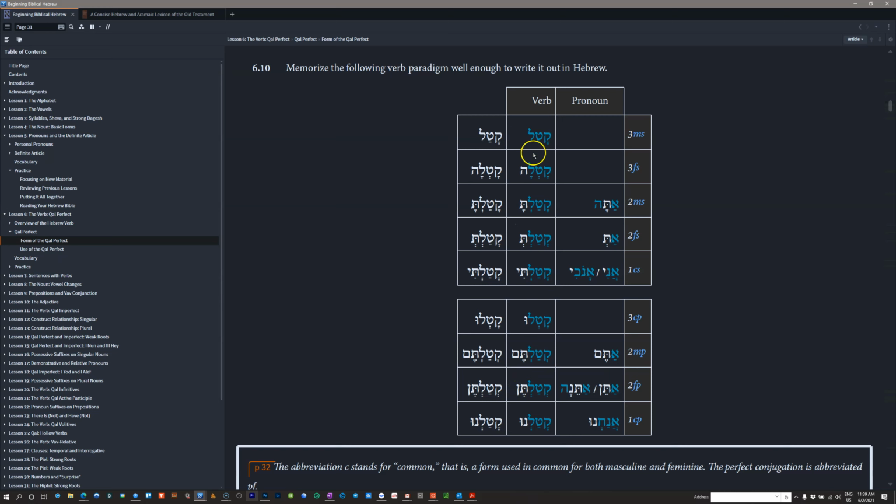Now, what we've seen so far, there are basically three types of suffixes that get added to the verb, depending on what person, number, and gender it is.